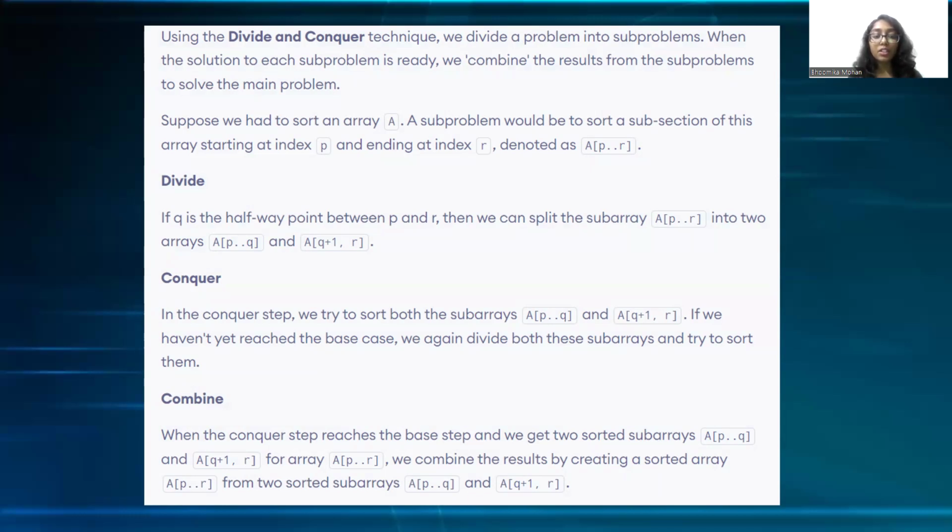If we haven't yet reached the base case, we again divide both these subarrays and try to sort them. The third step is combine. When the conquer step reaches the base case and we get two sorted subarrays, that is A[P..Q] and A[Q+1..R] for array A[P..R], then we combine the results by creating a sorted array, that is A[P..R], from two sorted subarrays, that is A[P..Q] and A[Q+1..R].